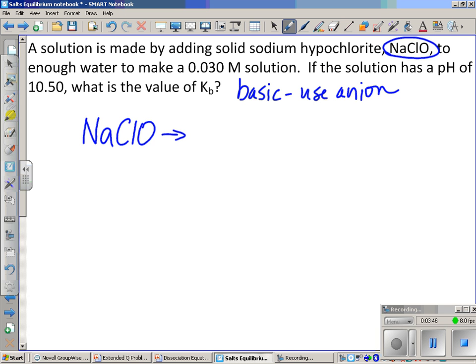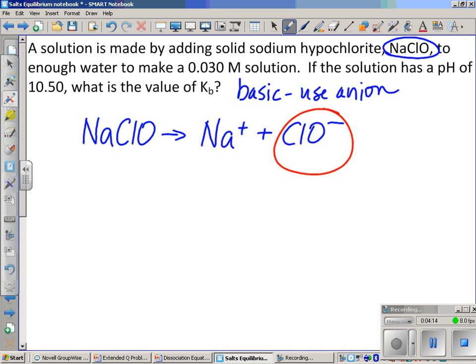Remember, we're using a single-sided arrow for this because it does completely dissociate. This is not the basic part of the reaction. This is just what happens when you put an ionic soluble substance in water. It will break up. And we've already established that this right here is what we care about. This ClO minus ion is what we care about.